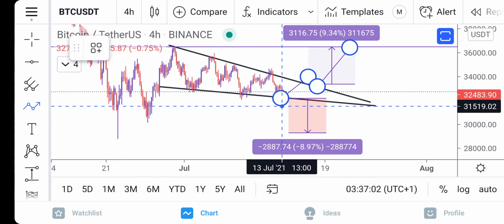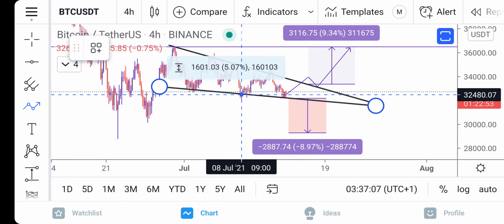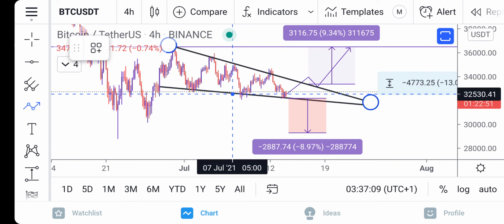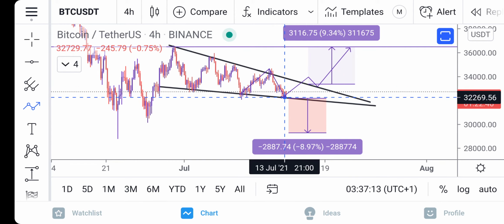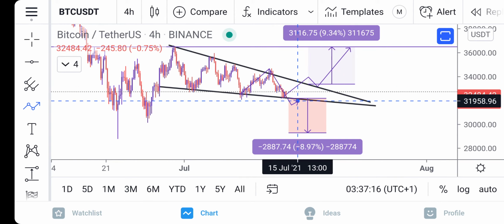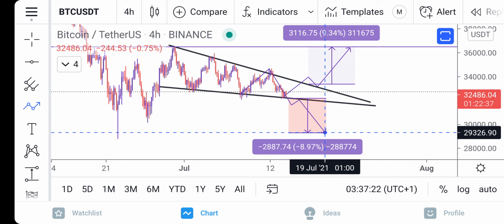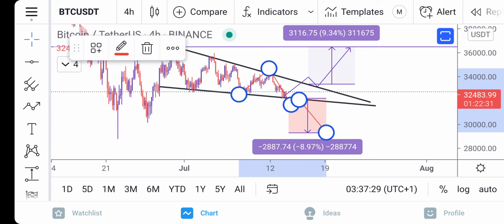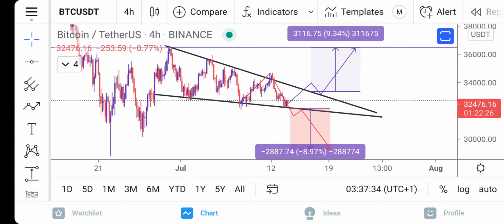Then the second one, if it should break down from here, after this first breakdown over here, and it breaks down and it retests without going back into the channel, Bitcoin is going to fall over 9% towards the downside, and that's towards 39,000. So that's it about the current price action of Bitcoin.